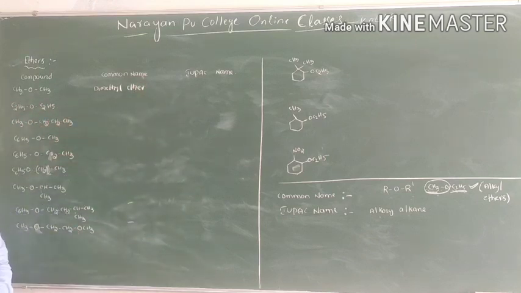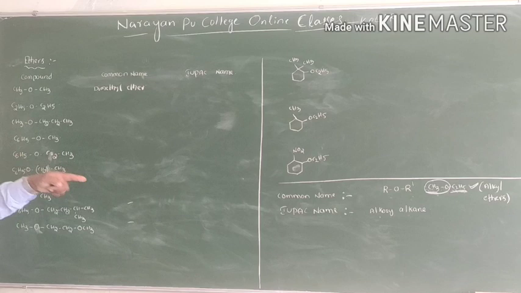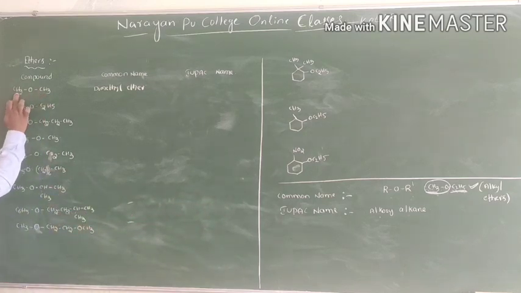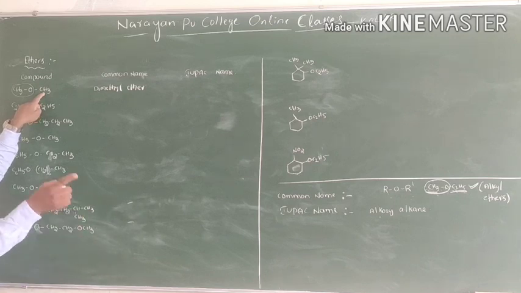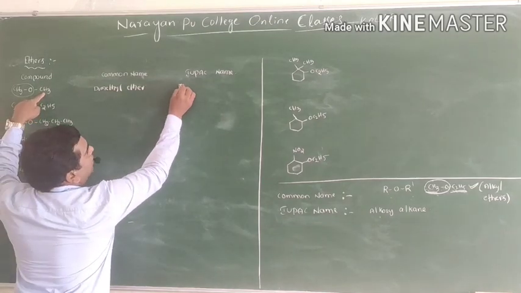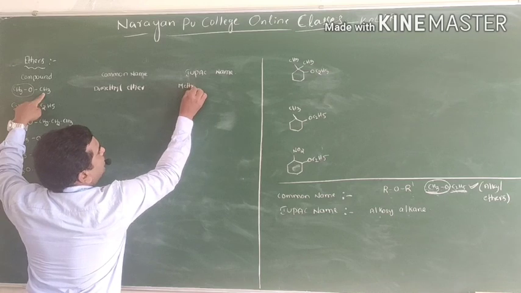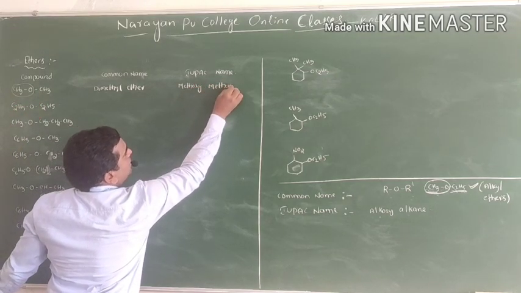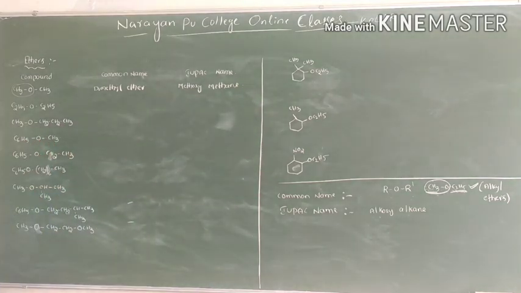Next, what is the IUPAC name here? The IUPAC name is alkoxy alkane. But both groups are the same, so we can take any one as the alkoxy: methoxy here, and the one carbon alkane we call methane. So the name is methoxy methane. Clear?